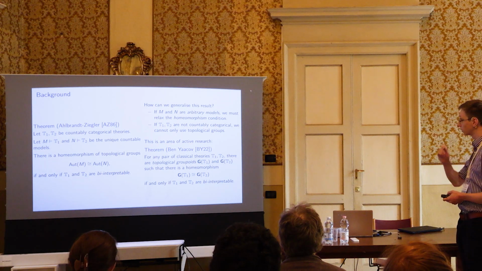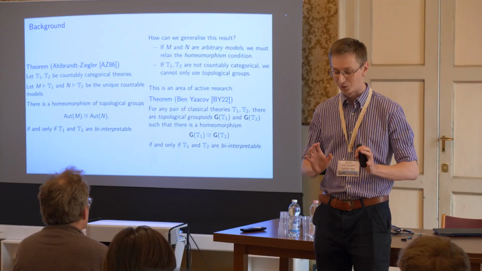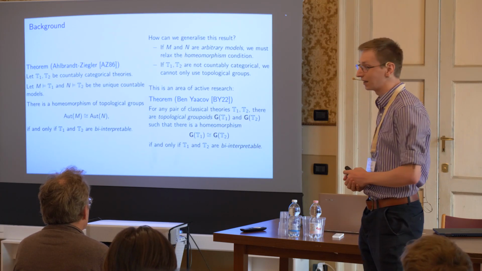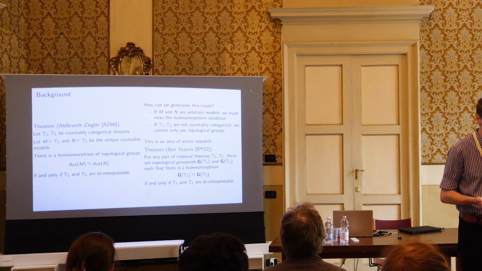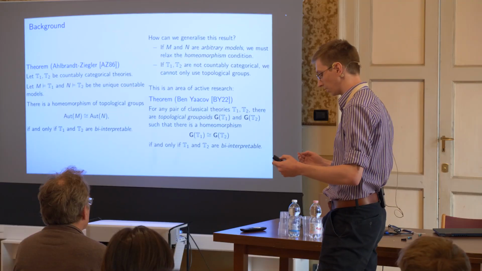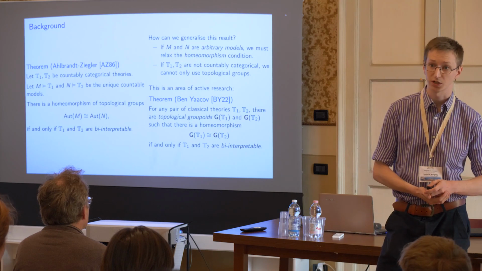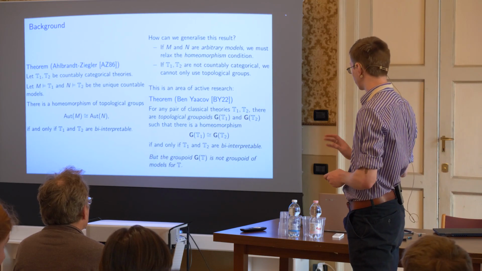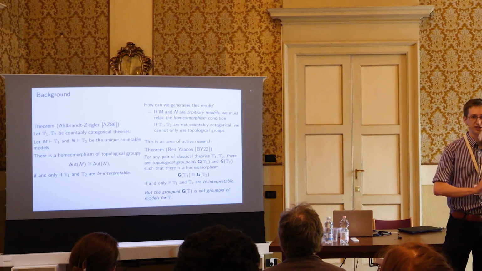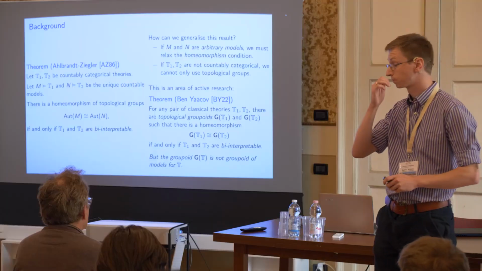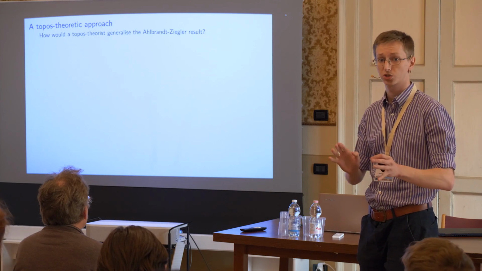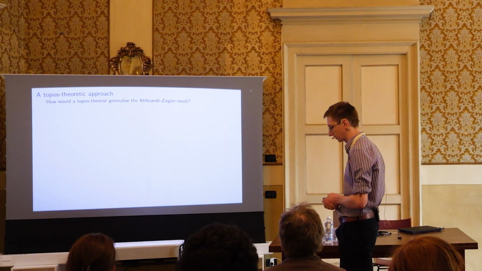Just recently, a few years ago, Ben Yaacov has given, let's say, the model theorist's perspective on how to generalize this Ahlbrandt and Ziegler result. He came up with a topological groupoid with the property that the topological groupoid corresponding to a theory characterizes that theory up to bi-interpretability. I will mention that the groupoid he uses is not a groupoid of models, so what you'll see today is orthogonal to his development. So, how would a topos theorist choose to generalize this result from model theory?